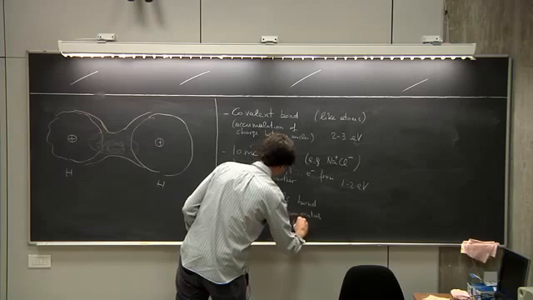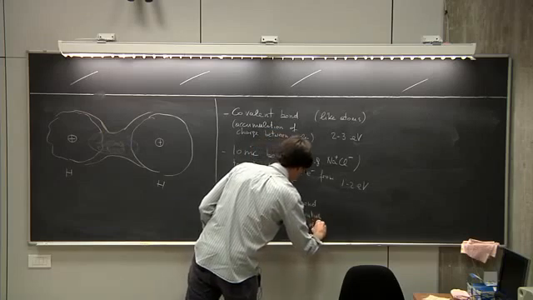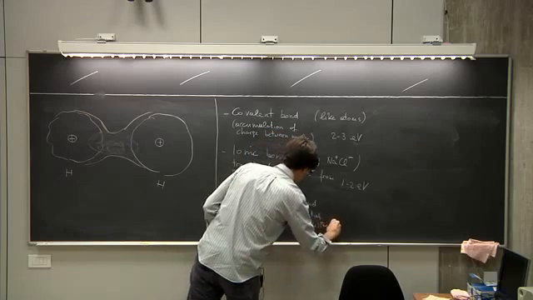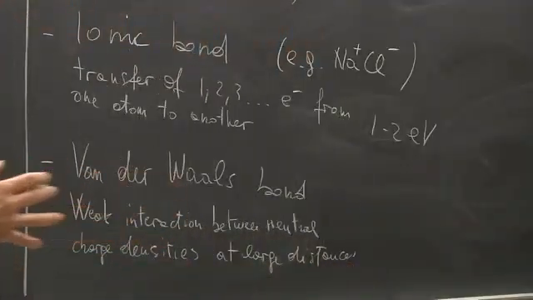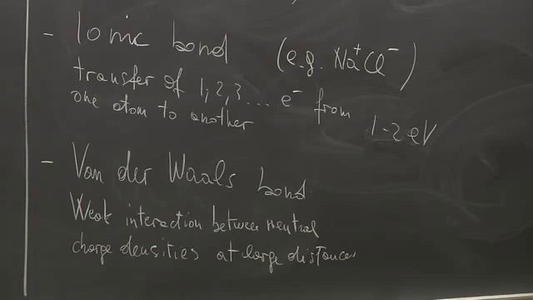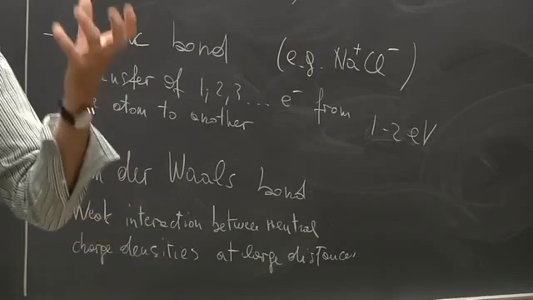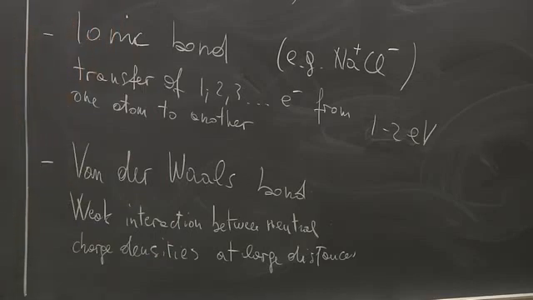Particularly at large distances, there is no redistribution of charge. It's simply the interaction between two neutral objects at large distances. Now, you may argue that if you have two neutral objects at large distances, there is no interaction, right? Because there is no electrostatic interaction.